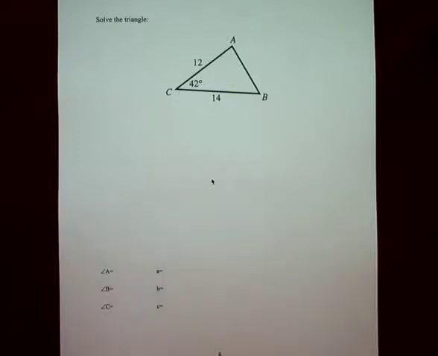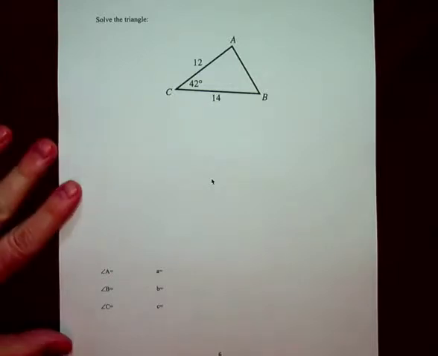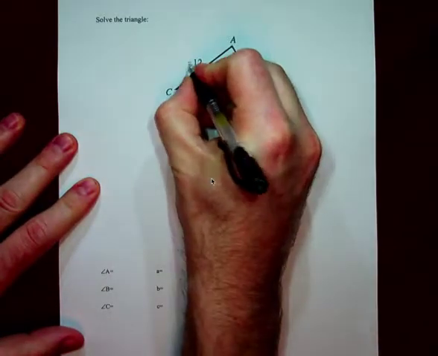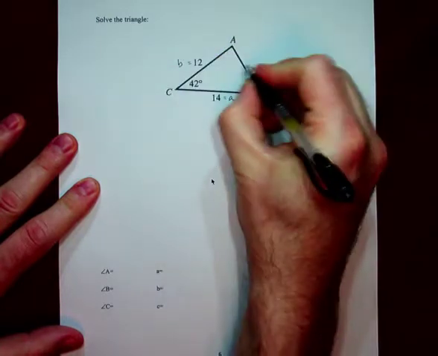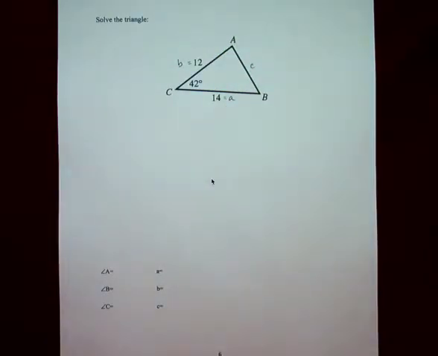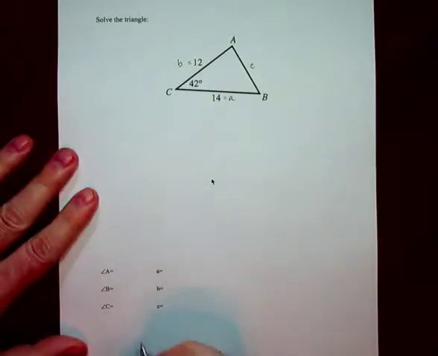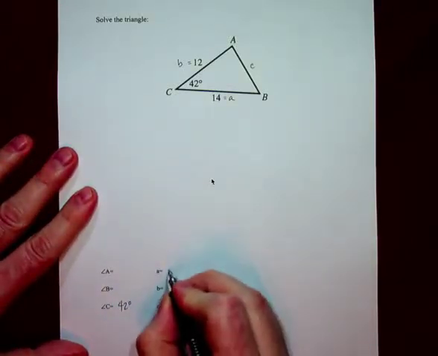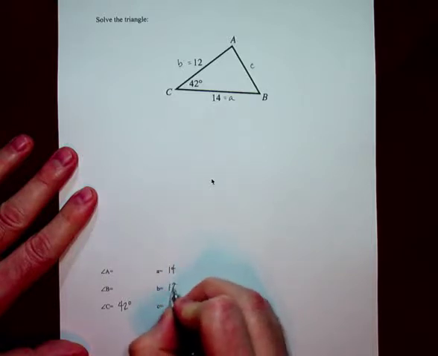Let's keep going on some examples for law of cosines. Here we have angle C. We have side A and side B. We do not have angle A, angle B, or side C. So if we go ahead and plop these down here, we know that A is 14 and B is 12.